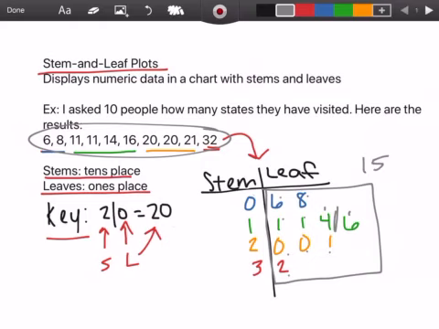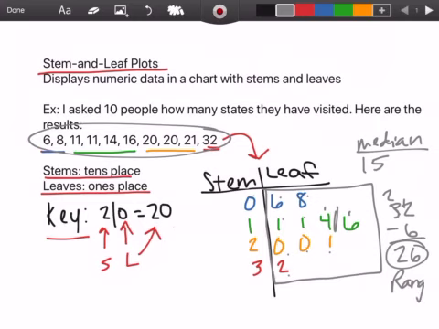So that's the median. The range would be found by taking the greatest minus the least. So the greatest is 32, the least is 6. 32 minus 6 gives us 26. So we have a range of 26.